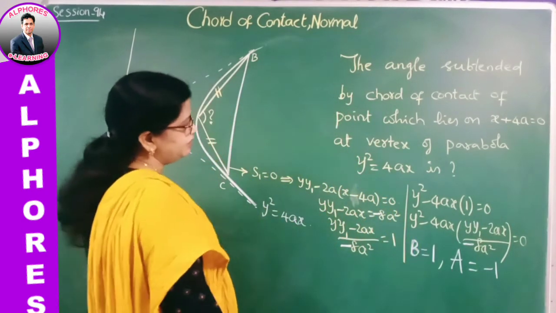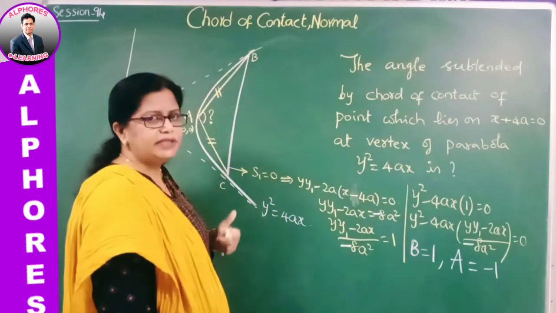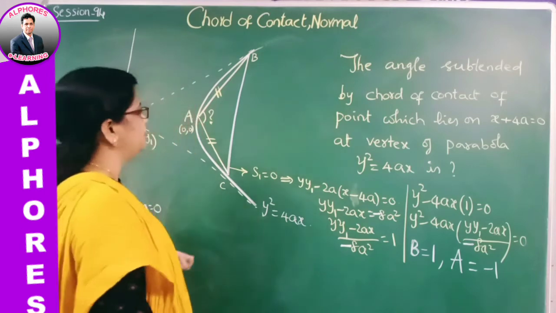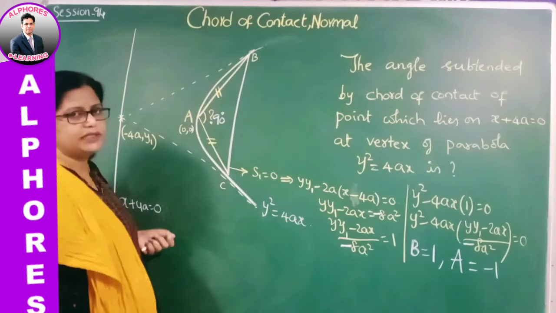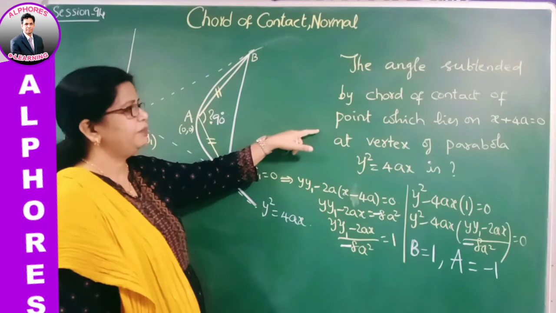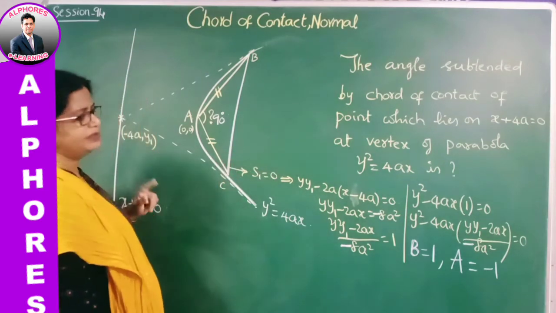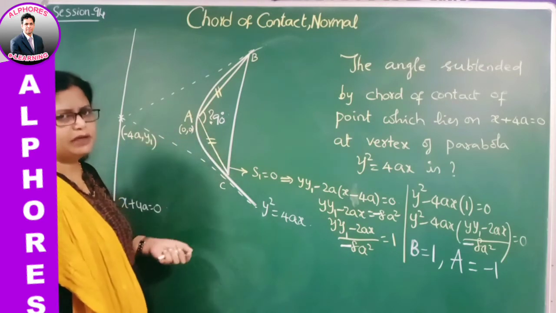So students, now the coefficient of x square plus the coefficient of y square is 0. Once you get that condition, then immediately what is the angle here? The angle is exactly 90 degrees. Therefore the angle subtended by the chord of contact of a point which lies on the line x plus 4a is 0 is 90 degrees at the vertex of the parabola.